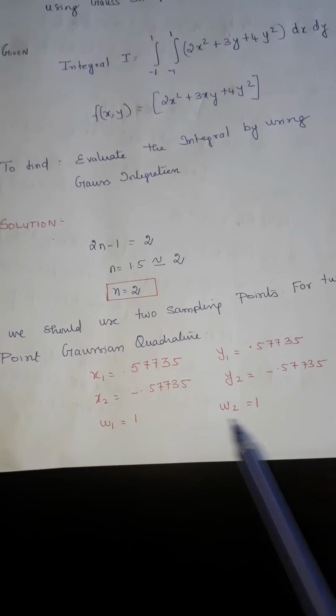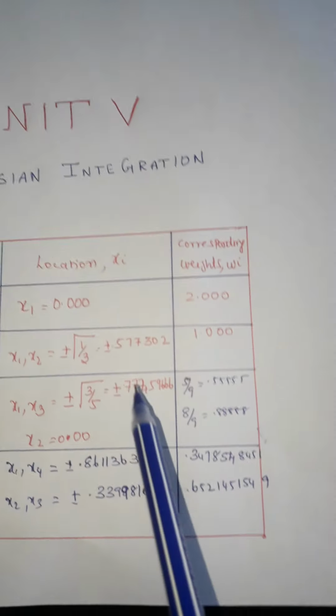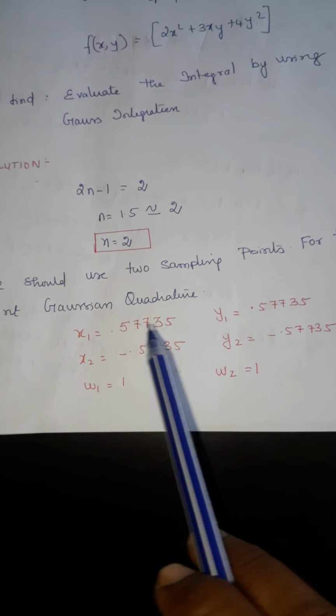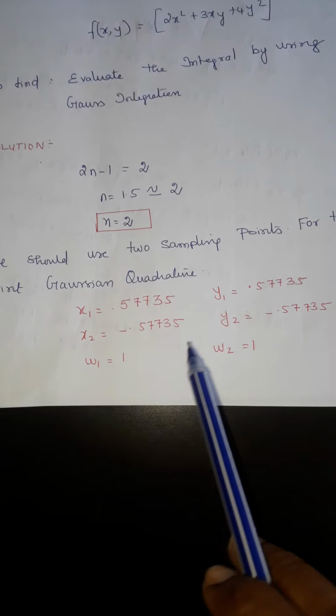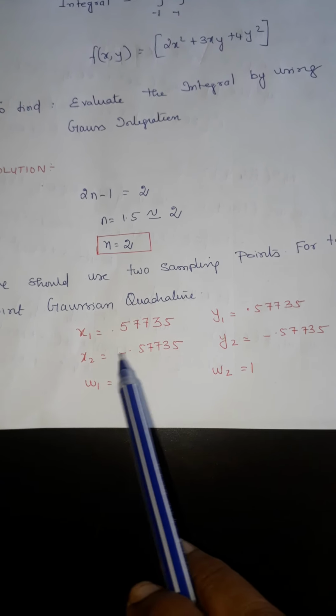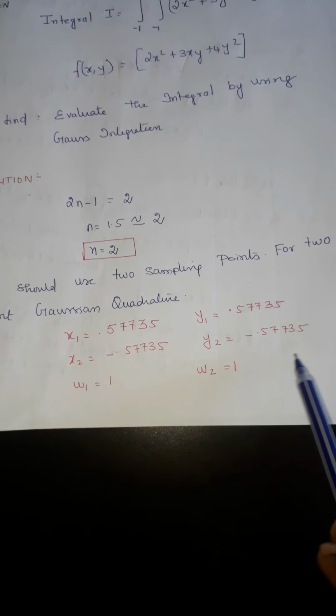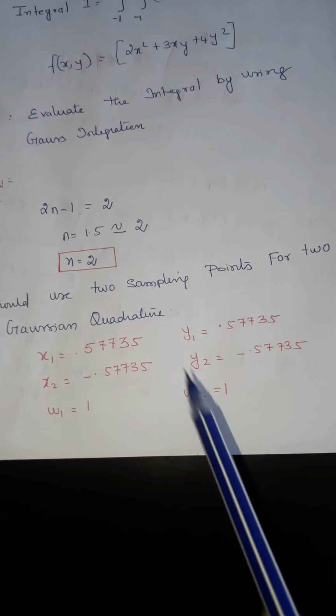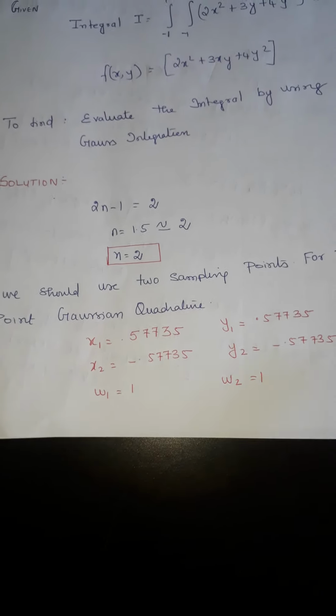Now we are going to write down the values. x1 is given as 0.5773, and y1 is also the same, positive. x2 is minus 0.57, and y2 is also given. W1 is equal to 1 for the second sampling point, and W2 is equal to 1. So I have taken these values completely.